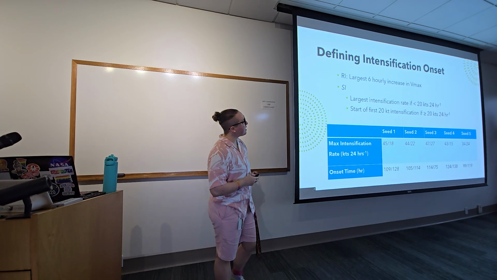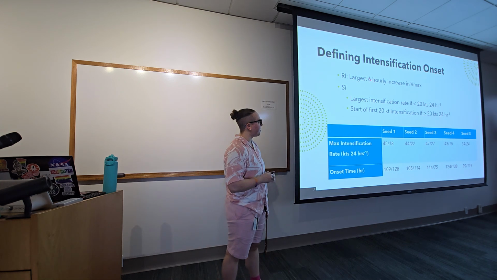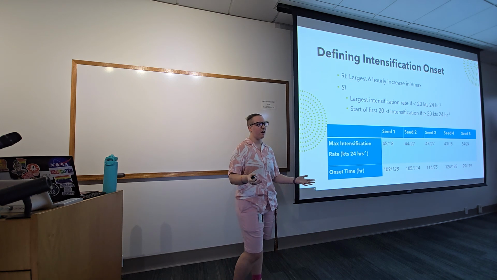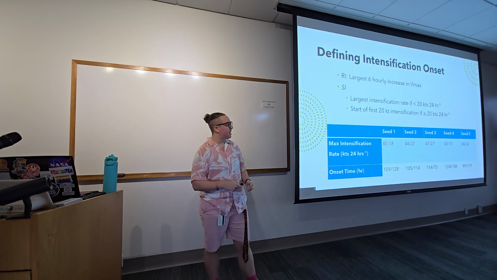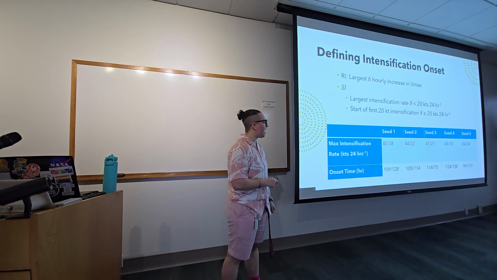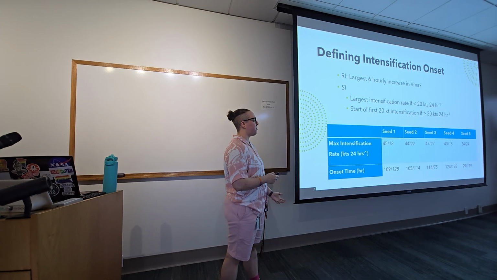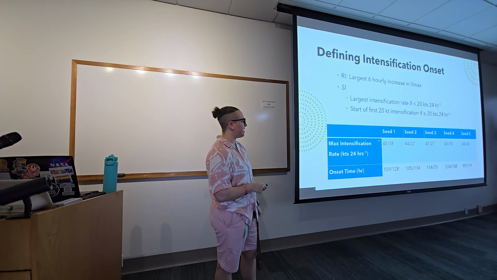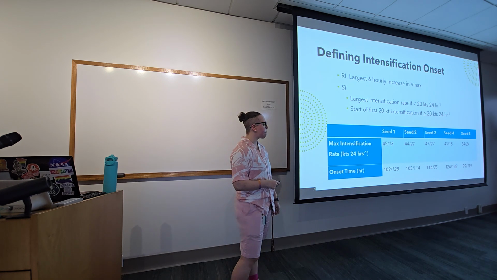And our SI kind of has two different conditions. If my largest intensification rate was less than 20 knots in 24 hours, it's just the start of that time. And if it was greater than 20 knots in 24 hours, I use the start of the first 20 knots. So this is just showing the maximum intensification rates. The first number is the RI, and then the second in the italics is your SI.